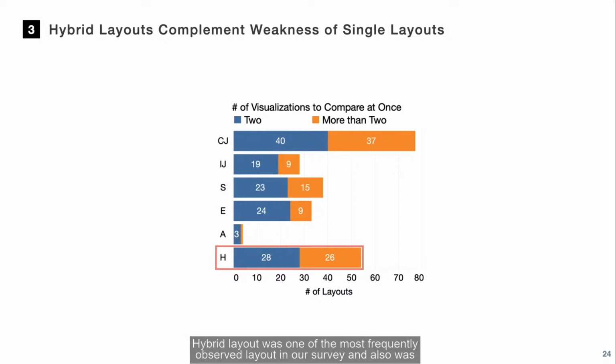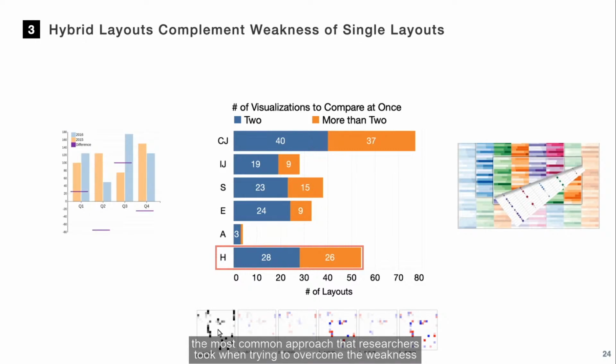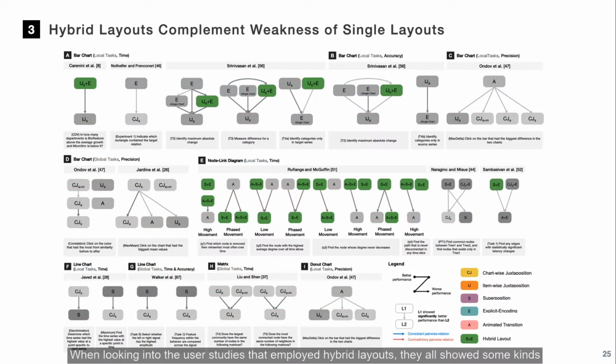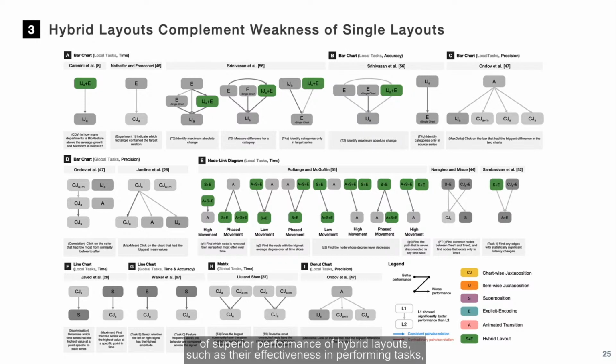Hybrid layout was one of the most frequently observed layouts in our survey, and also was the most common approach that researchers took when trying to overcome the weaknesses that a single layout has. User study results also show practical evidence of the strong advantages that hybrid layout potentially has. When looking into the user studies that employed hybrid layout, they all showed some kind of superior performance of hybrid layout, such as effectiveness in performing tasks, high preference by users, and better scalability.